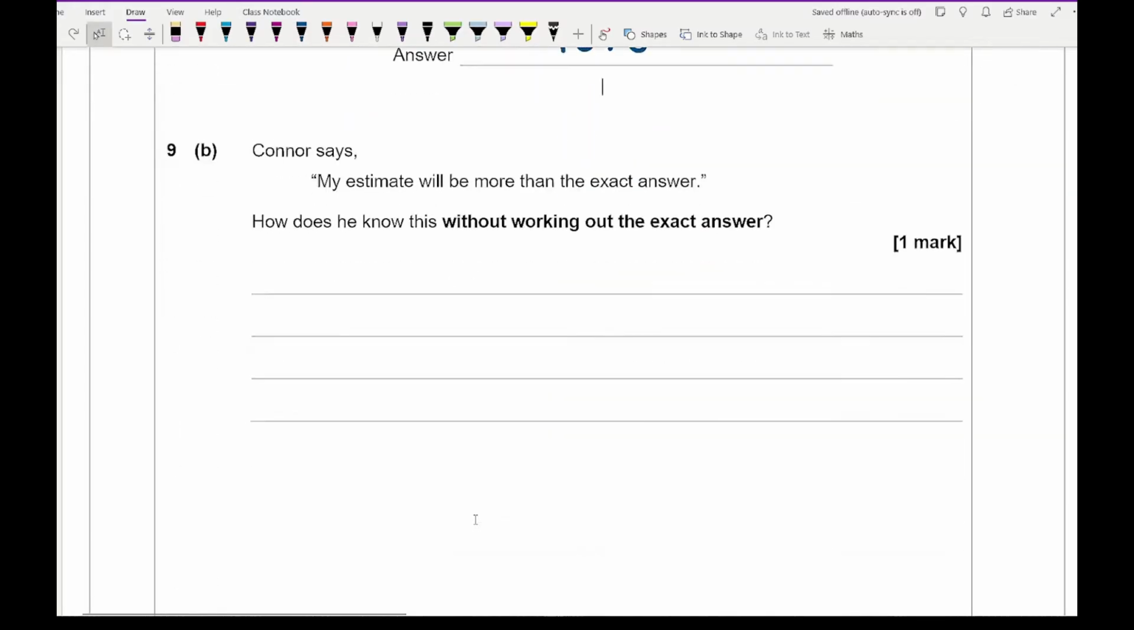Then for 9b it says Connor says my estimate will be more than the exact answer. How does he know without working out the exact answer? Well, for this we know that his estimated answer is going to be higher, because we have rounded each number up. So something along those lines would be absolutely fine for that 1 mark.